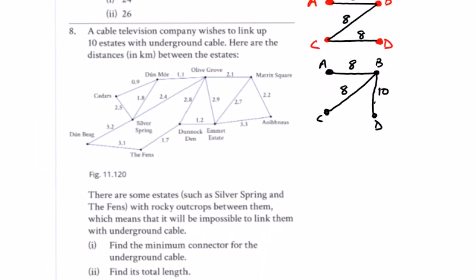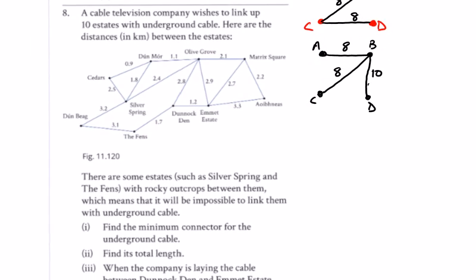Then in question 8, a television company wishes to link up 10 estates. Here are the distances. There are some estates with rocky outcrops between them, which means it's impossible to link them with underground cable. Find a minimum connector. So we need to list all the weights here. So I'll do this, you do this, pause the video, and then we'll match them up.